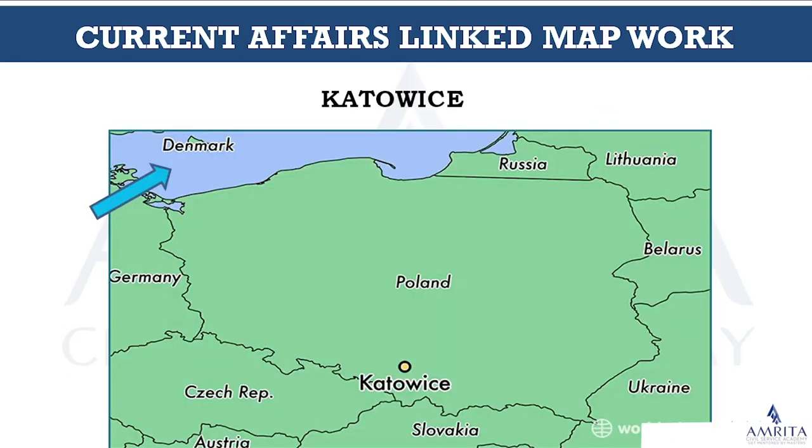Then next one, Katowice, that is in Poland. The climate change Conference of the Parties 24 was held in Katowice. That is in Poland. Poland is surrounded by countries like Germany, Czech Republic, Slovakia, Ukraine, Belarus, Lithuania, Russia, and the Baltic Sea. Then you can see the green marking arrow, that is Denmark.